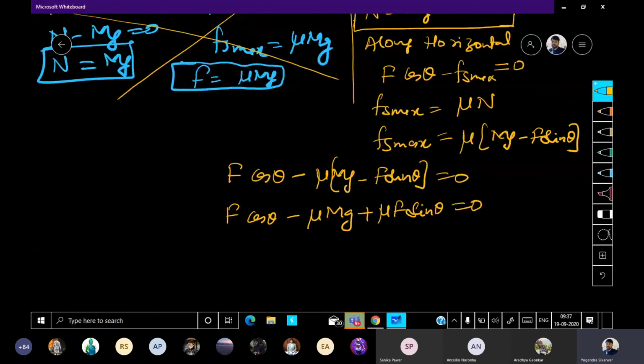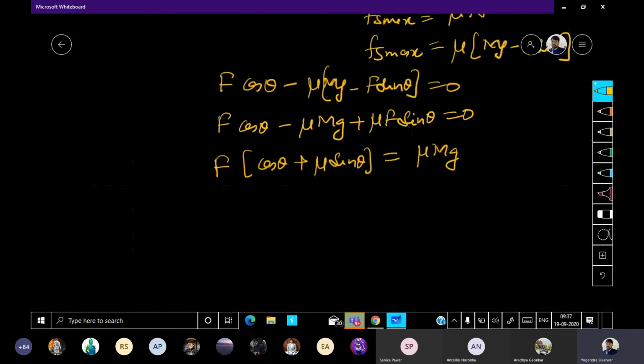So F, let's take it common. F times cos theta plus mu sin theta is equal to mu mg. So that gives us F is equal to mu mg upon cos theta plus mu sin theta.